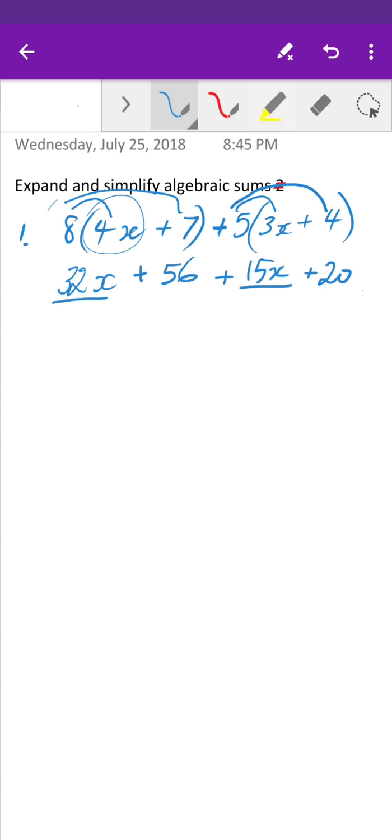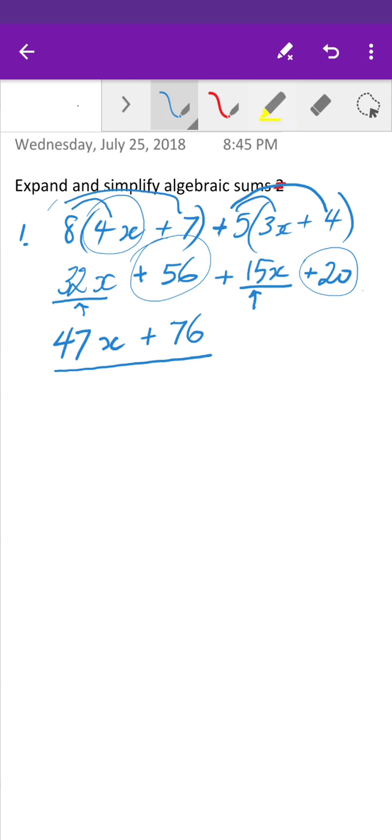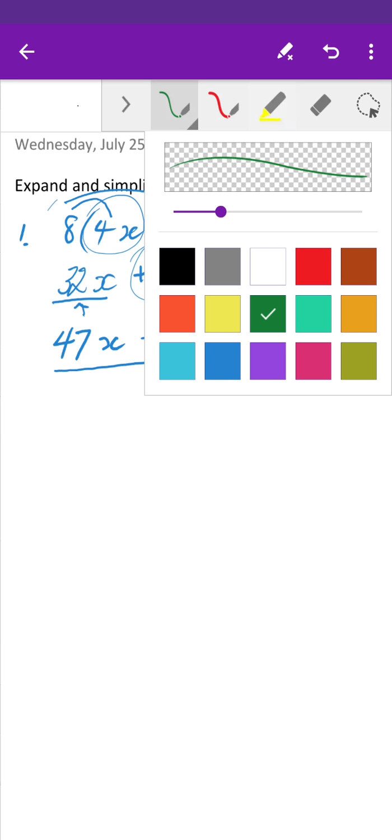Now these two terms are called like terms because they're both x terms, and so 32x plus 15x equals 47x. So you can add like terms. The numbers on their own, which are constants, are plus 56, plus 20. They're like terms. They join together. They can add together to be plus 76. These two do not add together. They are unlike terms, and unlike terms do not add together. Well, that's all we have to do.